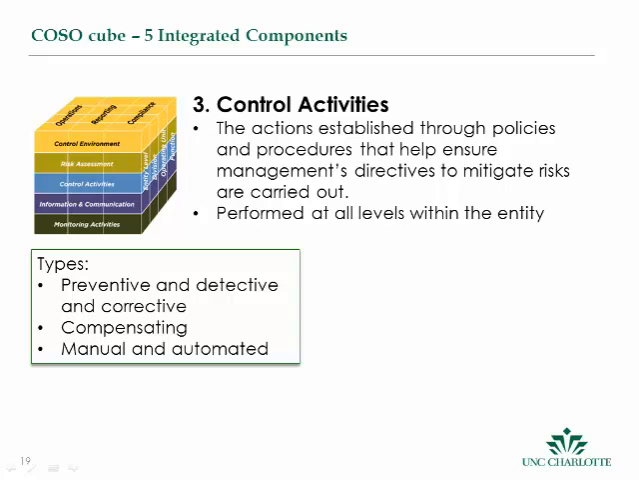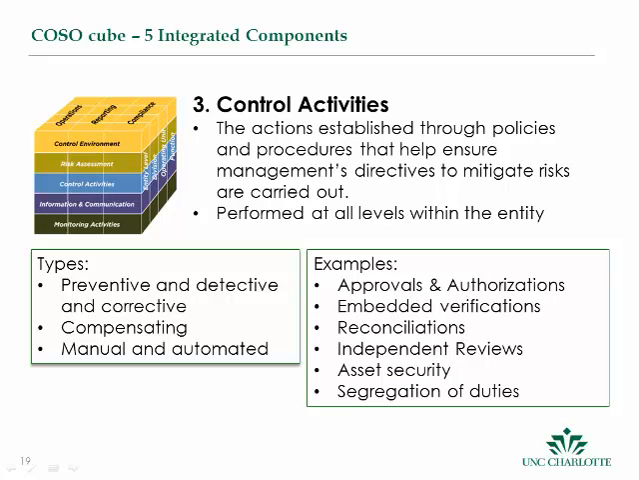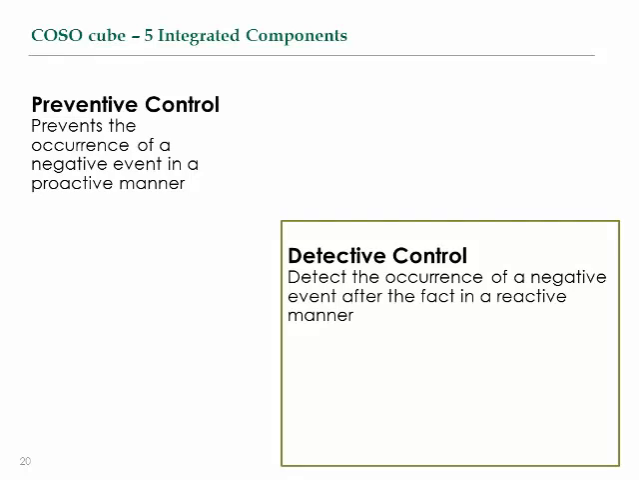Control activities are exactly what they sound like, the activity part of the internal control framework. While the control environment and risk assessment set the stage for good controls, the control activities are where the meat of the control work is done. Examples of control activities include approvals and authorizations, embedded verifications, reconciliations, independent reviews, asset security, and segregation of duties. The first way we can categorize control activities is between preventive and detective controls.